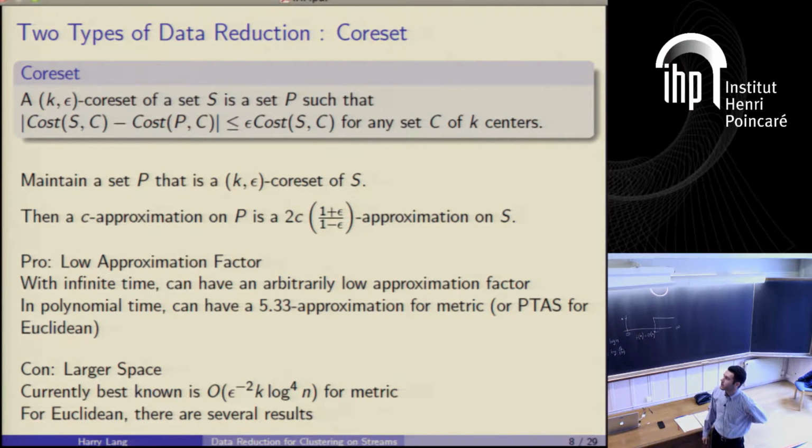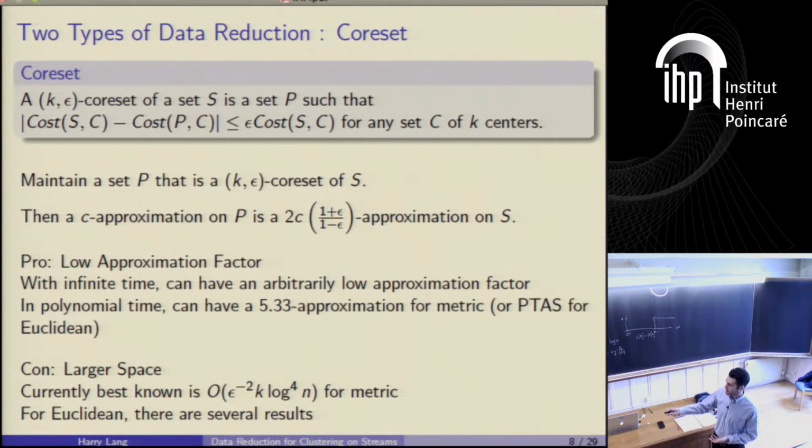The other type, a core set, is where we find a set P that arbitrarily closely approximates the cost. So we can get a very good approximation factor. Again, the 2 comes from the same reason: you can't use centers from outside of your input set. But in general, you can make this arbitrarily small. If you had infinite time and literally tried all the centers in your metric space, you could have an arbitrarily low approximation factor. In polynomial time, it's 5.33 using last year's offline approximation.